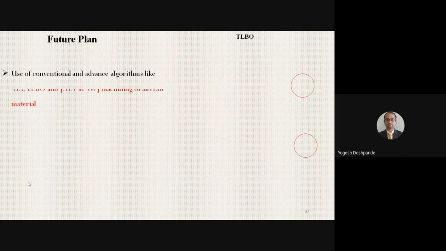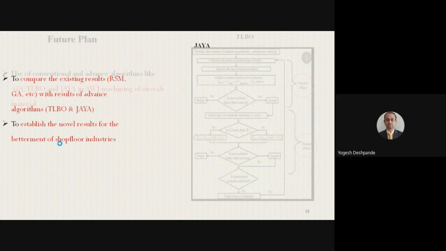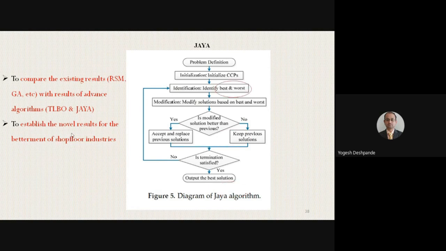At last, two future plans are proposed here. Number one is TLBO, teaching learning based optimization, and the Jaya algorithm. By applying such algorithms, we can compare the results of the existing system with Jaya and TLBO, because these are two advanced algorithms which show the best optimum solution. And analyzing these algorithms is useful to establish novel results.